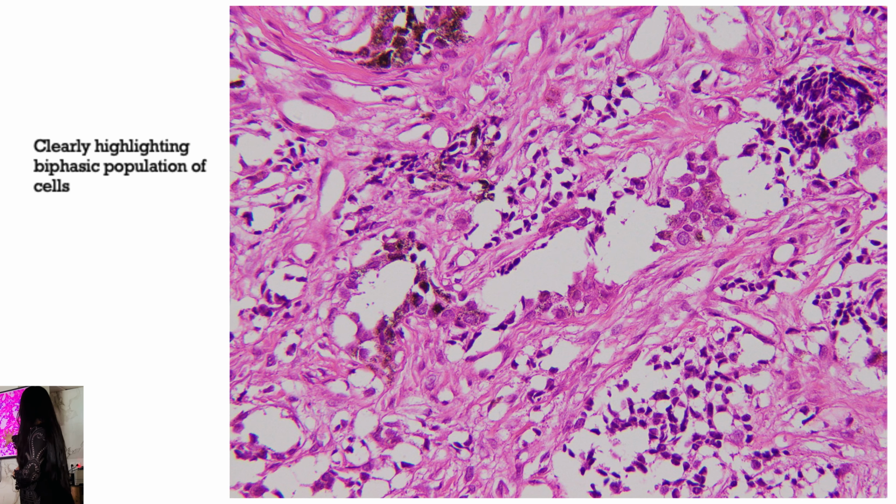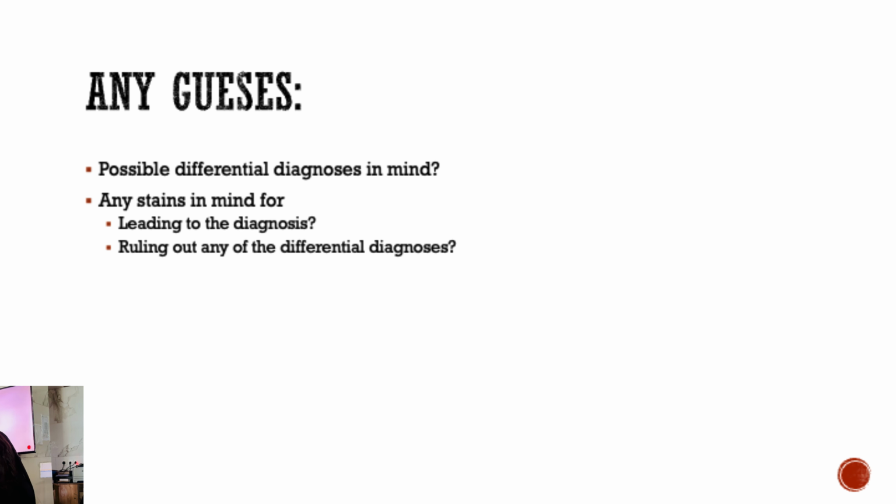This is a better image for you to appreciate the 2 populations at a higher magnification. This is the small round blue cell population. Here are some nests and groups of the pigment-containing cells. So now I would like to ask for any possible differential diagnosis you have in mind, and if you want any stains to rule in or rule out any diagnosis. Any thoughts?